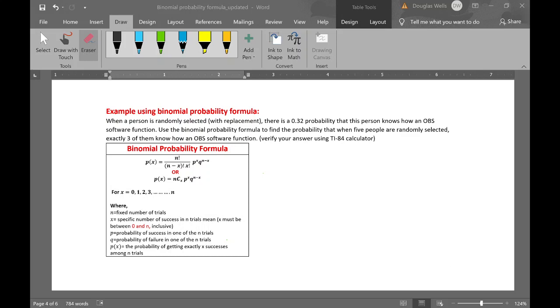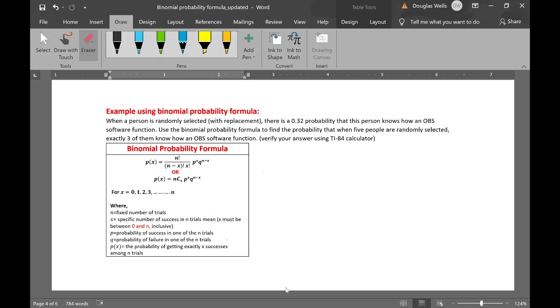Example using binomial probability formula. The example says when a person is randomly selected with replacement, there is a 0.32 probability that this person knows how an OBS software functions. Use the binomial probability formula to find the probability that when 5 people are randomly selected, exactly 3 of them know how an OBS software functions. Then verify your answer with TI-84 calculator.